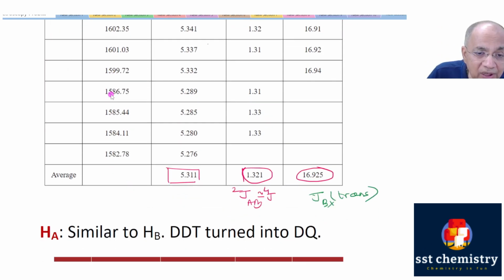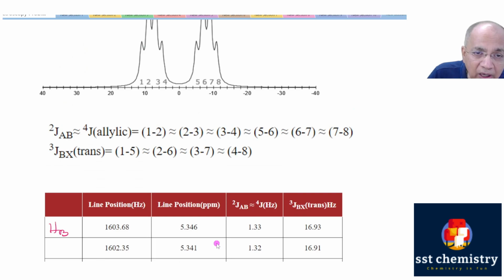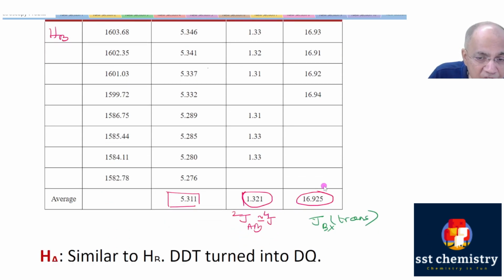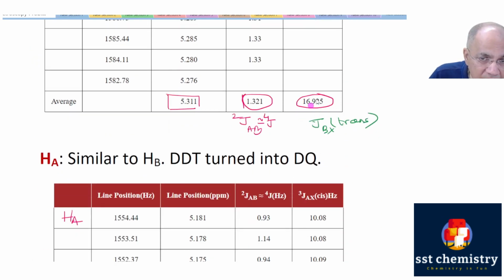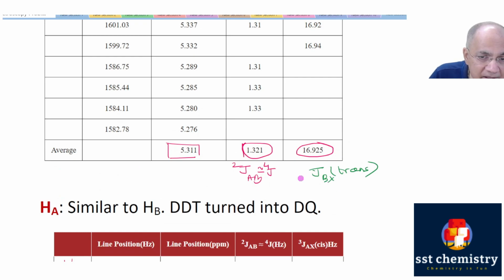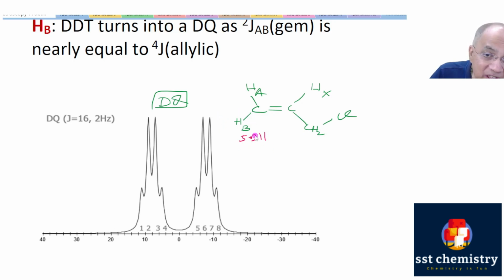So we have used this data set from the same chemical book source, and these are the line positions. The average is 5.31, and we are getting 16.9, the same one that we got here, that is the trans vicinal coupling, JBX, and this is the geminal coupling, which is nearly equal to the allylic coupling, right? That is why we will assign the value 5.311 to this proton closer to the CH2Cl, because it involves 16.9, and J2 and J4 are equal.